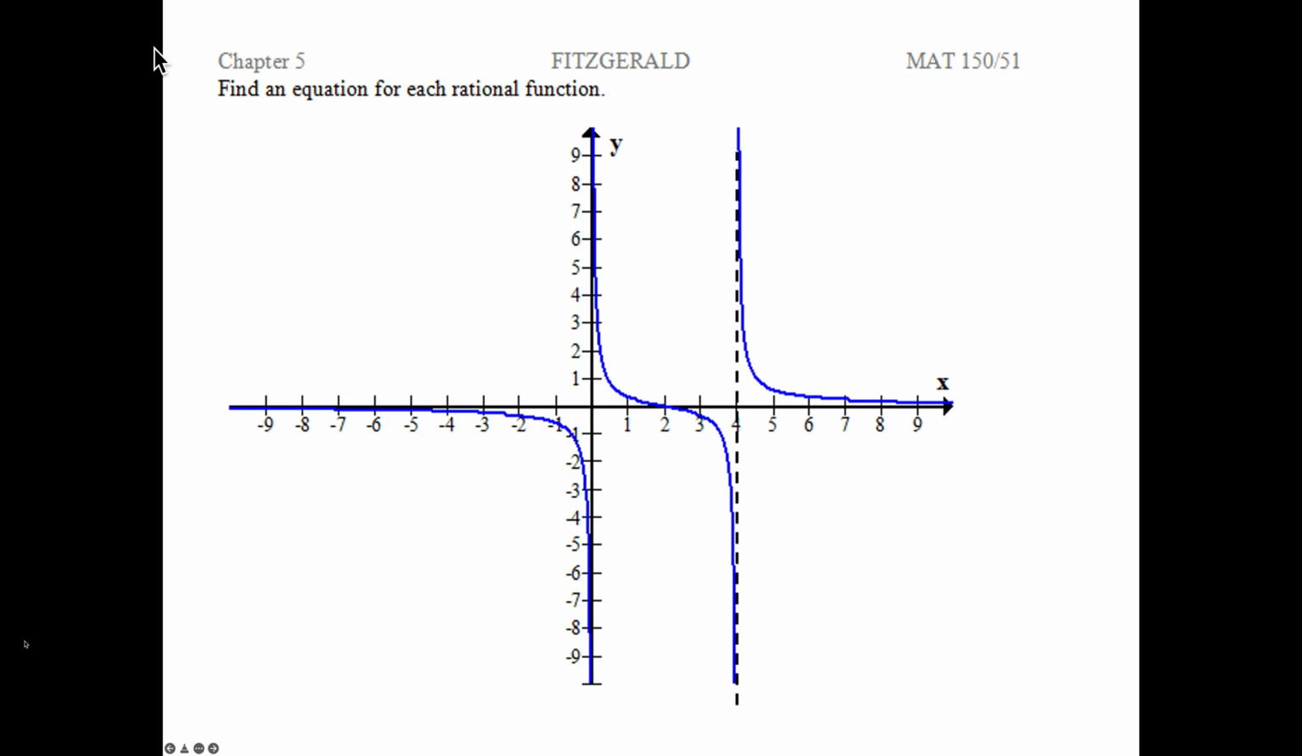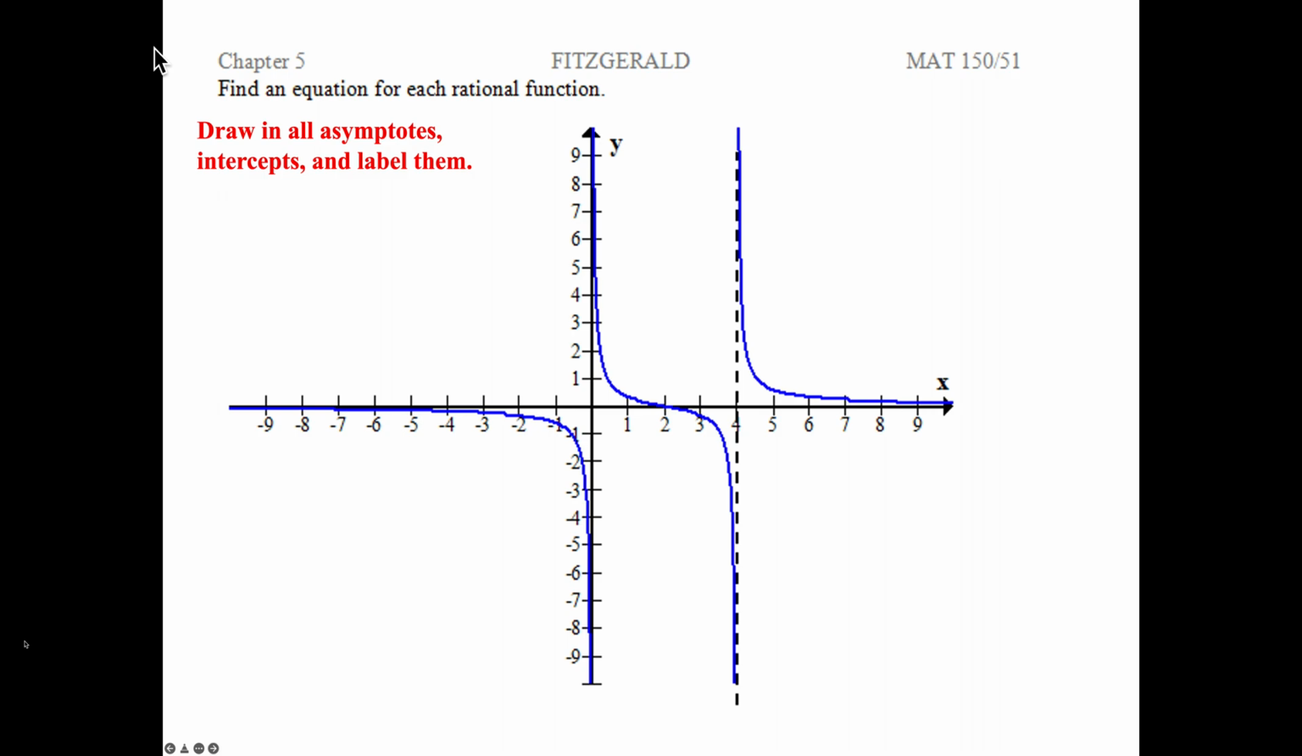All right, here we're given a graph, and now we have to come up with the function. So what we want to do here is pretty much the same thing as what we did when we were building the graph. You need to find all your asymptote lines and your intercepts. So here what we want to do is let's start labeling them.